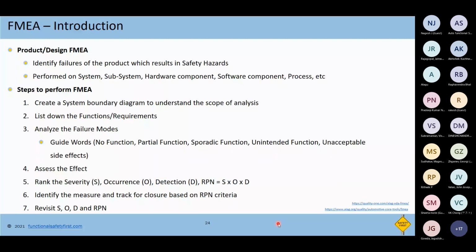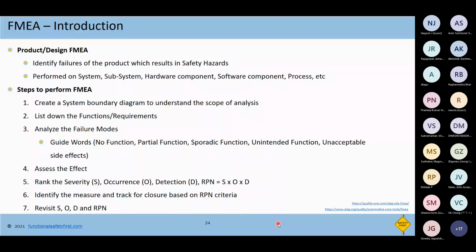So the aim of FMEA here is to analyze at system level only. The steps for the FMEA are common for all these phases. First, we need to understand the scope of our analysis. We need some diagram which explains the system boundary, which we will get from the system architecture which Soumya explained.